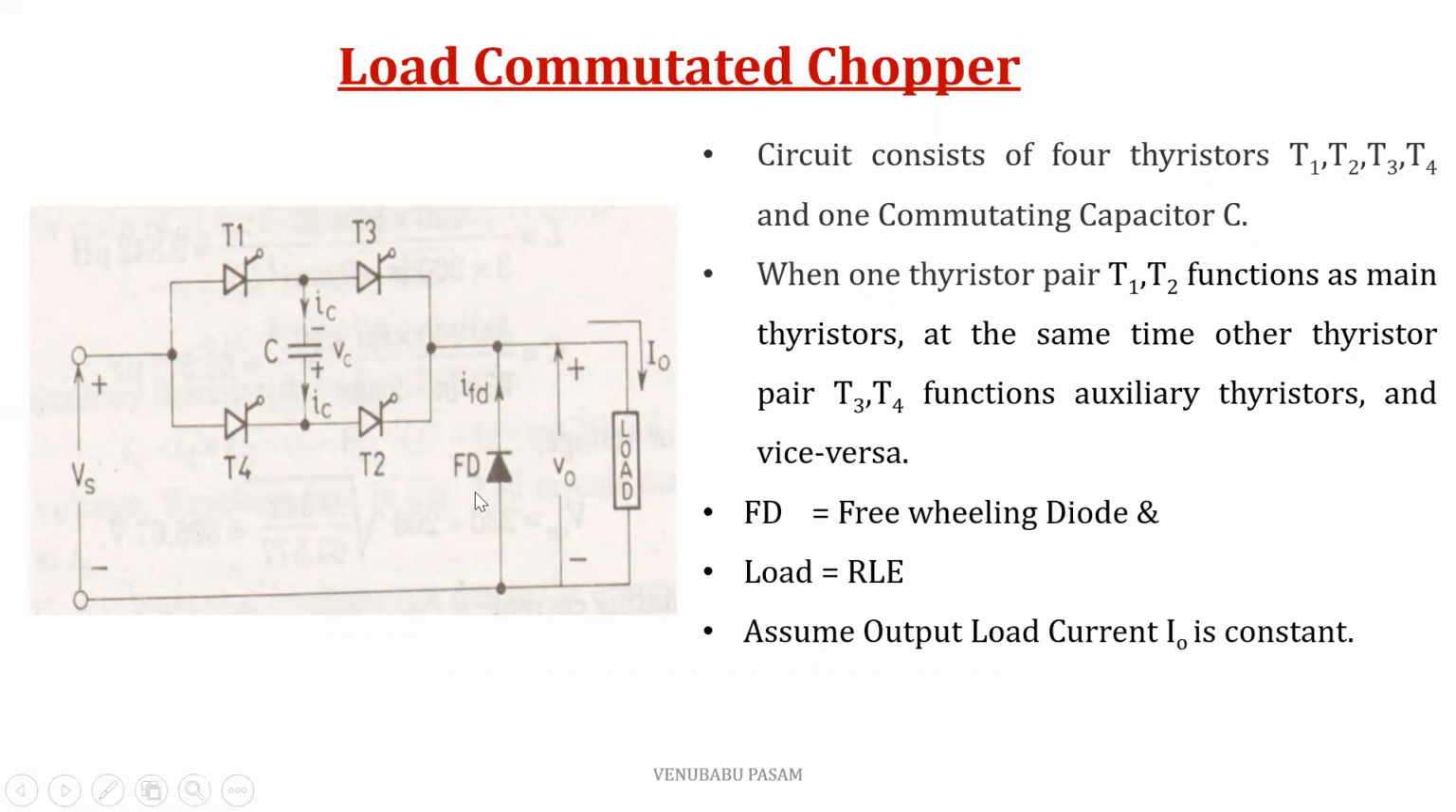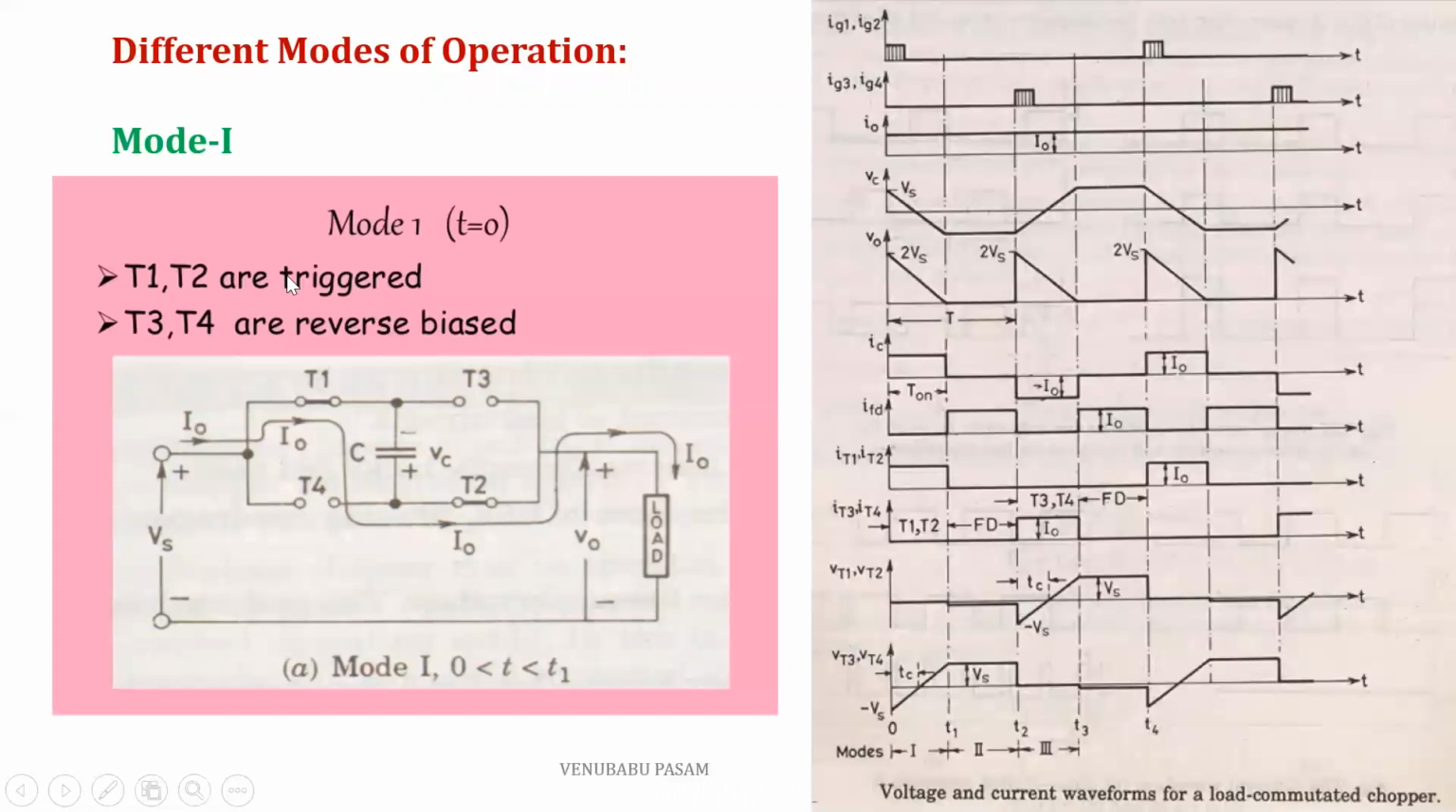And this freewheeling diode is connected across the load. The load is an RLE load. And we have to assume that thyristors are ideal switches and load current is constant. Now coming to the modes of operation. Here the load commutated chopper circuit operation has three modes of operation.